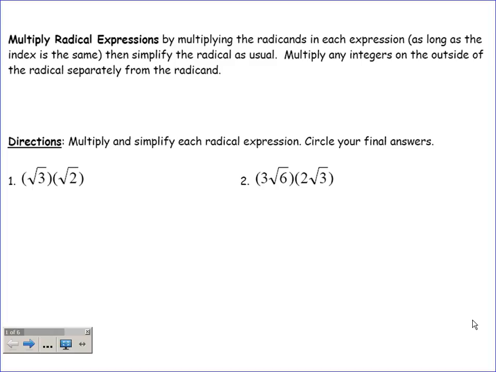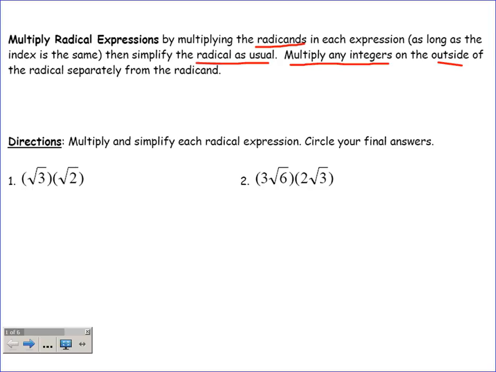Okay? It says multiply radical expressions by multiplying the radicands. That's the stuff on the inside, in each expression, as long as the index is the same. Then simplify the radical as usual. Okay? Another thing, multiply any integers on the outside of the radical separately from the radicand.